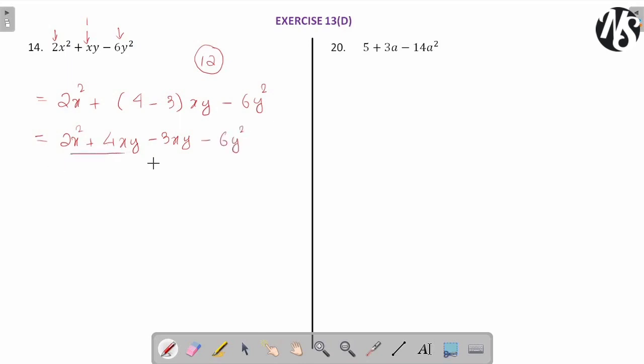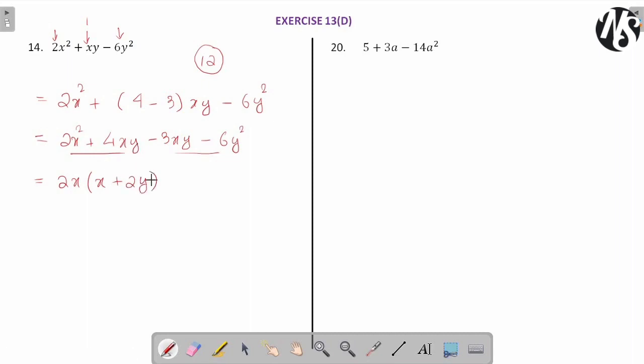Now among these two, and among these two, we have to find the common. So we have 2x common, so 2 is gone, x is also gone, so only x is left. Plus, out of 4, 2 is gone, means only 2 is left, x is gone, so you are left with y.